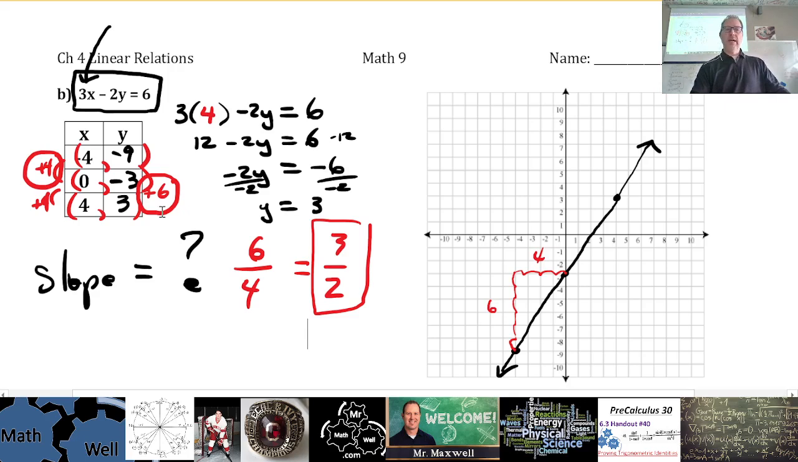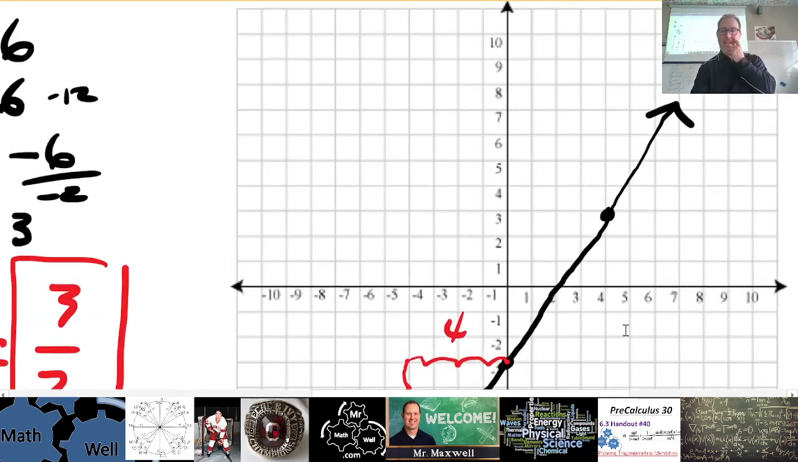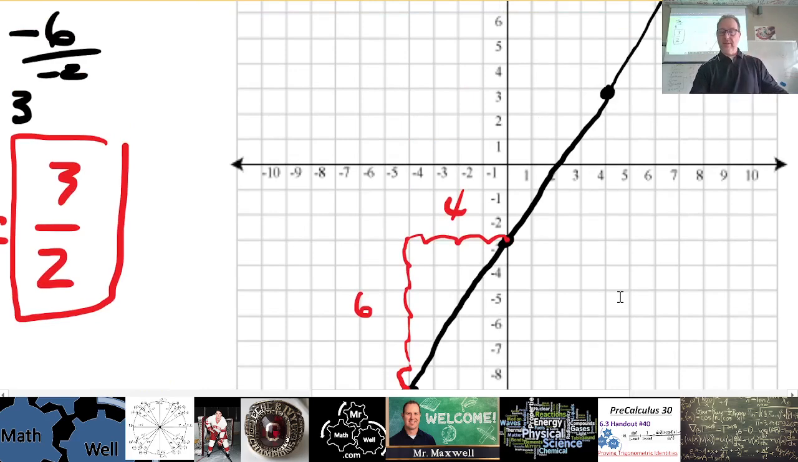what would your guess be as to the x-intercept here? Anybody have an idea? What's the x-intercept? I know what the y-intercept is, 0, -3. If you drew a straight line, what would your guess be as to what the x-intercept is? Right about here. Anybody? I heard it. Say it again, loud. 2, 0. Beautiful. 2, 0. That's the x-intercept.